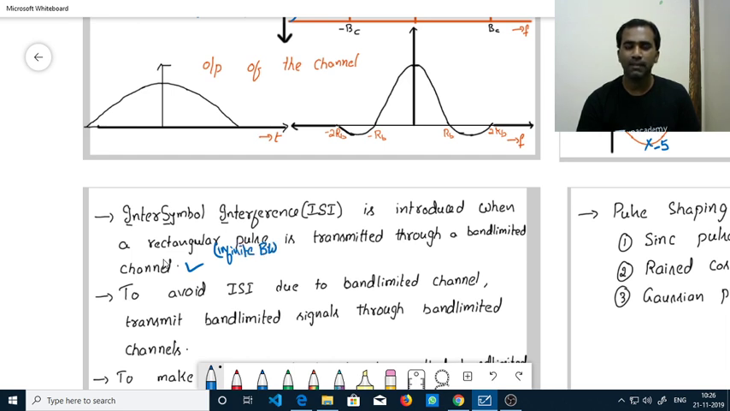Practically we say some finite bandwidth, but basically it has side lobes which extend till infinity, which means a rectangular pulse is, ideally speaking, an infinite bandwidth signal. It's not a band limited signal. A rectangular pulse is not a band limited signal. Definitely not a band limited signal.